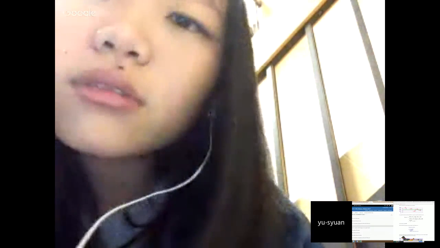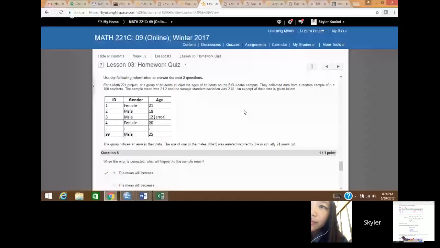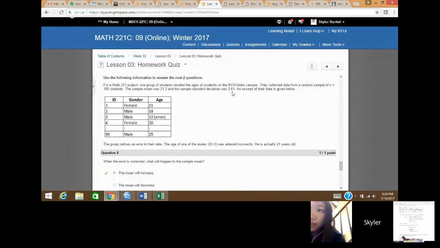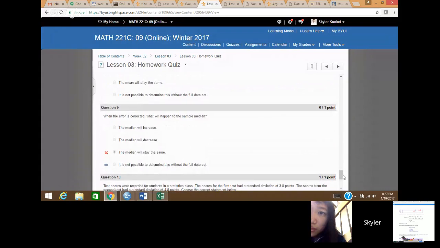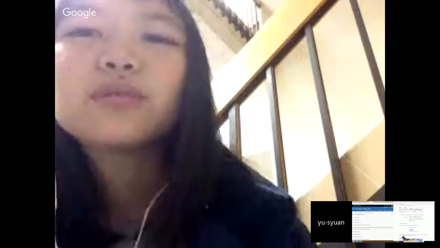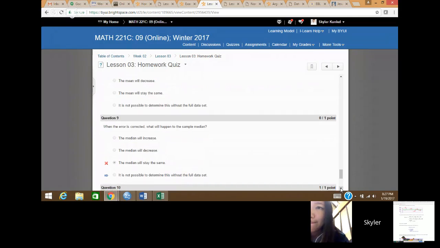This question 9? Yeah, so up here, the sample mean was 21.2 and the sample standard deviation was 2.61. And the question is directly what happened to the sample median. What happened to them? If you were given this answer, how would you think it? Why do you think this cannot be determined, or you don't know why this cannot be determined?